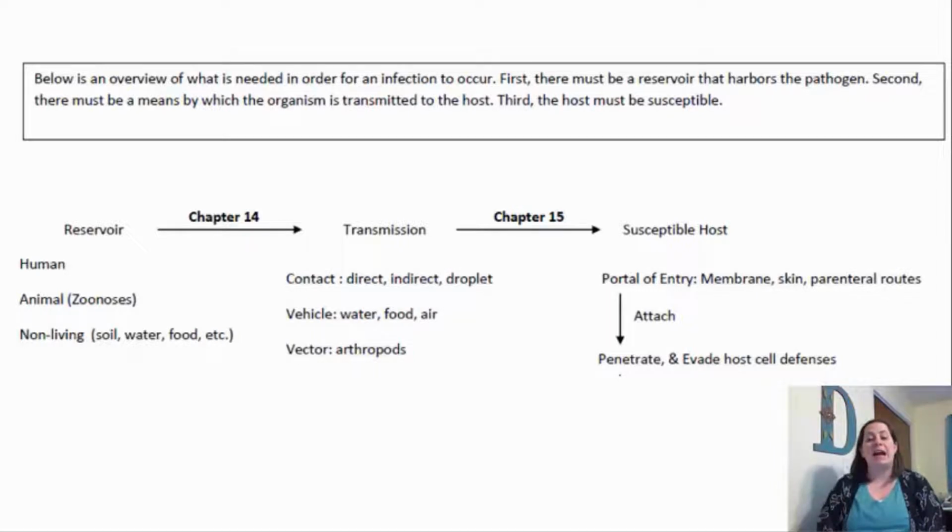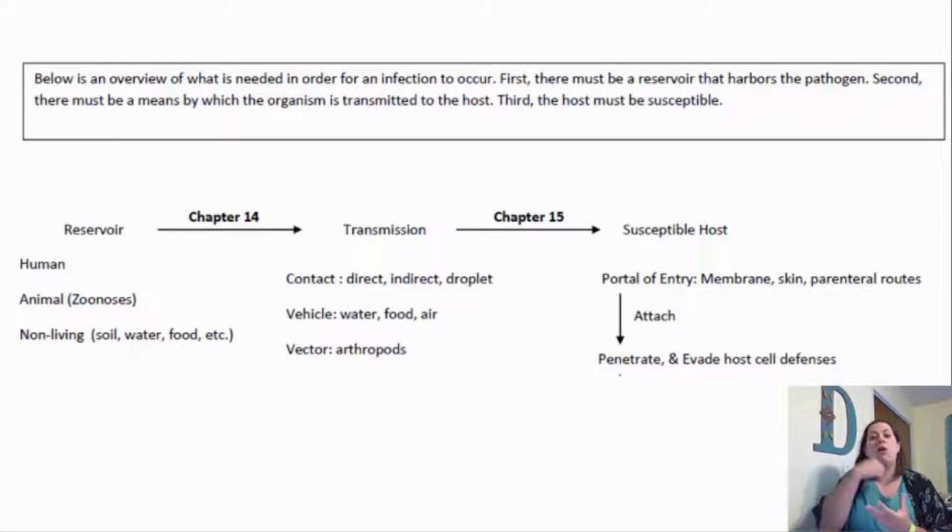This is where it has to actually gain entry to you. Okay, it can't just come in contact with your skin or just come in contact with your throat. It's got to have a way to gain access. All right, so its portal of entry, is it through a membrane? Is it through a break in your skin or a parenteral route? The organism attaches, but then it has to have a way to penetrate and invade your cells, and evade your host defenses, causing your immune system not to be able to fight it right away. All right, and so that's your susceptibility.